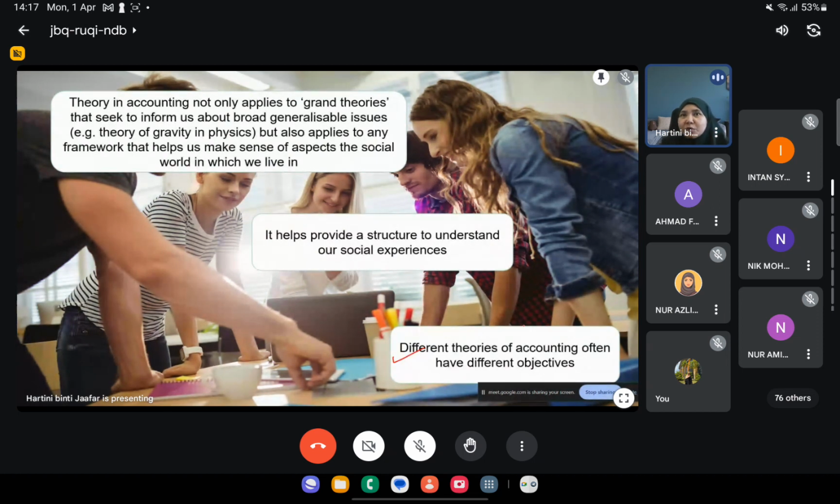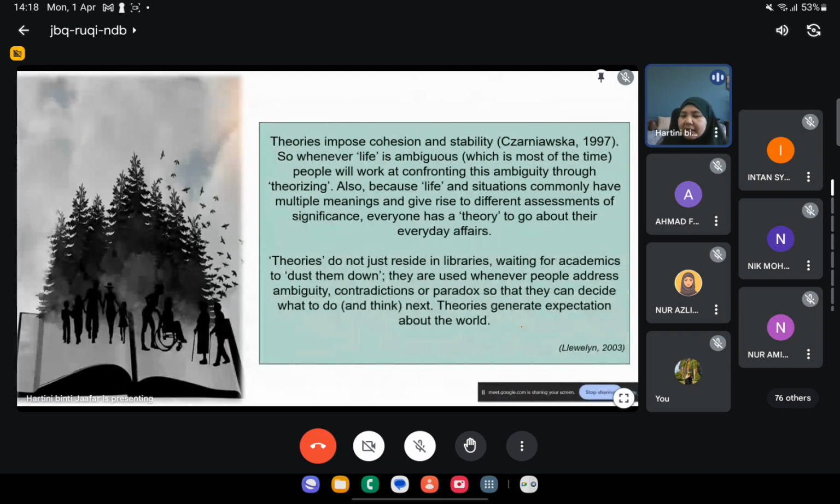So you cannot use the same theory to explain different phenomena. Okay. So I took this from Li Wilin, 2003, when she talks about the importance of theory and how theory is applied in our daily lives.